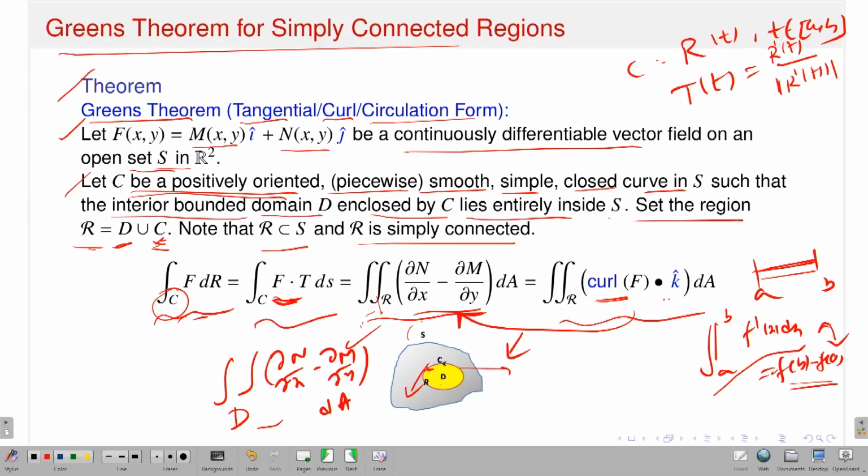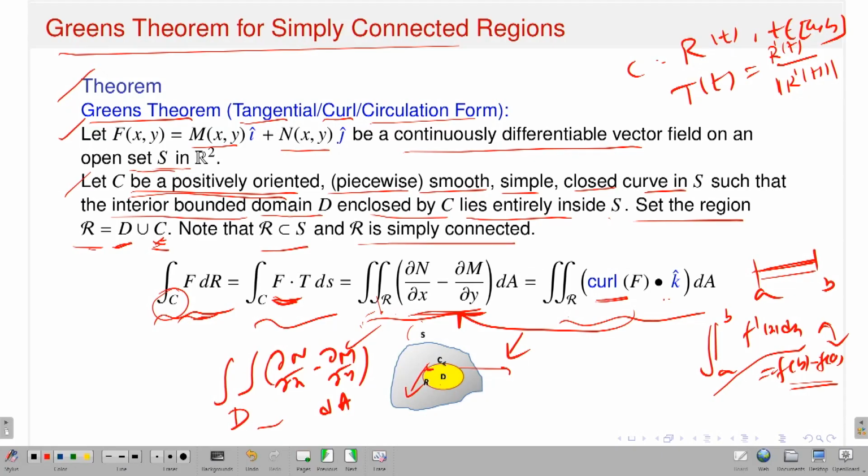Then it says that the corresponding vector line integral of my vector field capital F over C, which is nothing but the scalar line integral of the tangential component of F, that is the scalar line integral of F dot T over my curve C, is equal to the double integral over the region R, and this time the integrand will be del N del x minus del M del y, where M and N are the components of my vector field. If I interpret my vector field in three dimensions, this is nothing but curl of F dot k cap.